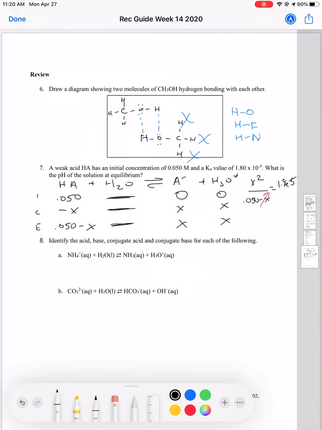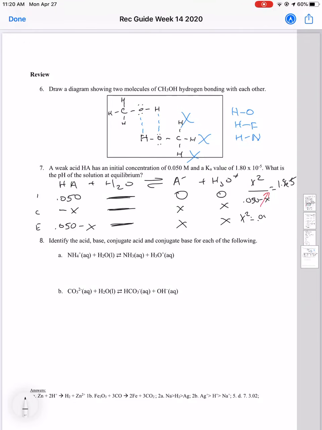So then we'll solve for x. So x squared is equal to 0.050 times 1.8 e to the negative fifth. Take the square root of both sides. X is equal to 9.5 times 10 to the negative fifth molar. And remember, we have two sig figs for this concentration, 1, 2, so we have two here, but we're not interested in the concentration of H3O plus, which is equal to x.